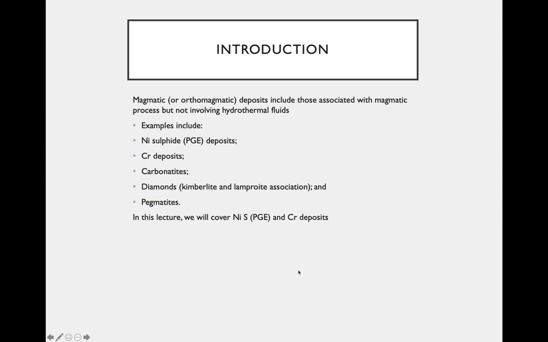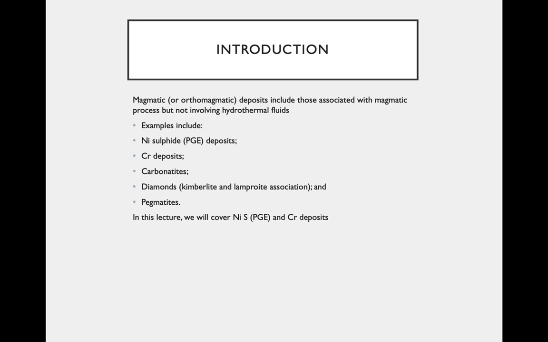Okay, so introduction for this one, we're going to look at magmatic or orthomagmatic. I generally settle on magmatic deposits, and these are associated with magmatic processes, hence the name. It's not overly imaginative, but they don't involve hydrothermal fluids. So this is where they're slightly distinct. The hydrothermal system, as we've discussed, is usually the late stage fluids egressed off magma systems in late magmatic deposits. Here we're looking more at what happens in the silicate liquid or the magma.